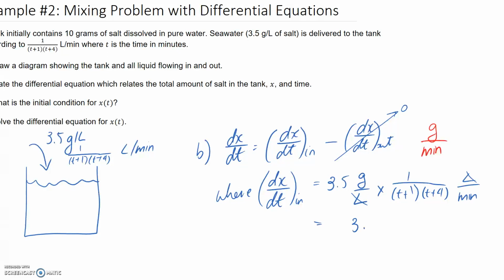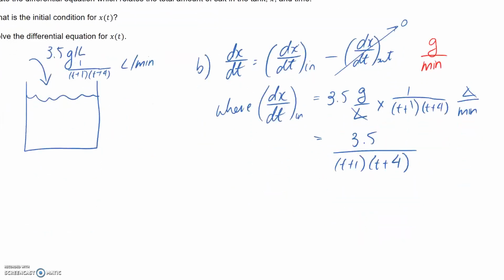So we're left with our equation looking like this. It's a little bit messy. Let's fix that. So that should just be t plus 4. So this is the number of grams of salt per minute that will be in the tank, dX/dt.